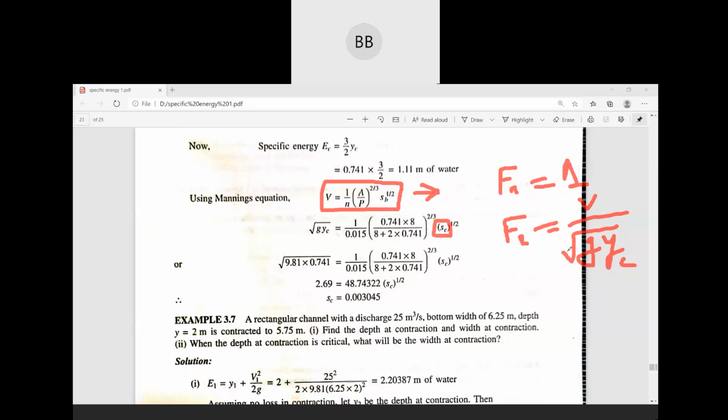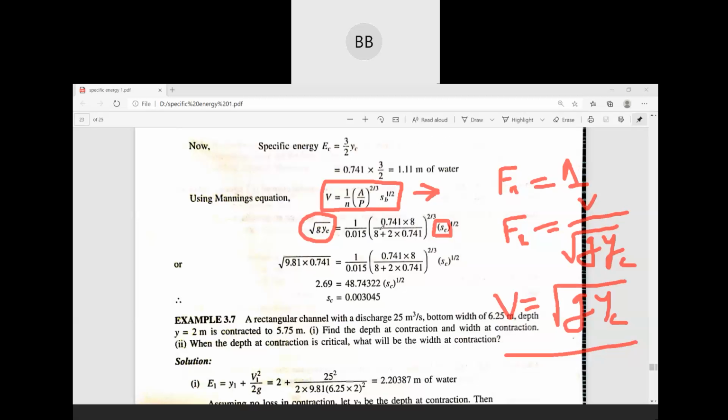So in place of velocity, you can write this expression, root over g YC. YC we have already calculated, so you can substitute here and you can find out the velocity easily. That is why in place of velocity, we have substituted this expression, root over g YC. N value is already given. R is A by P. You need to find out the area and wetted perimeter of a rectangular channel, where the width of the channel is already given, and the depth of flow, that is your critical depth of flow, we have already calculated, that is 0.741. Width of the channel is given as 8 meter.